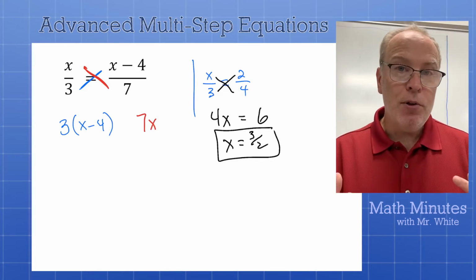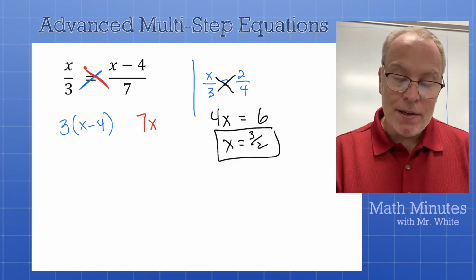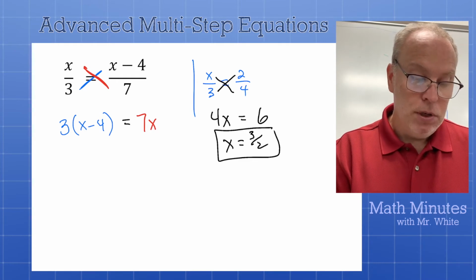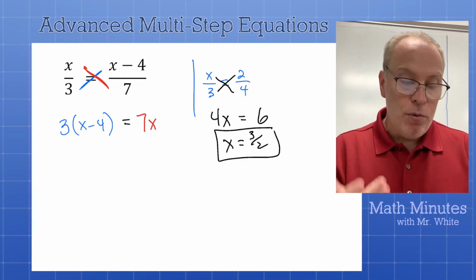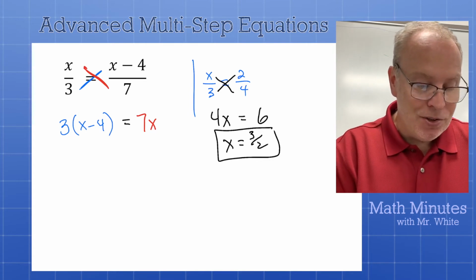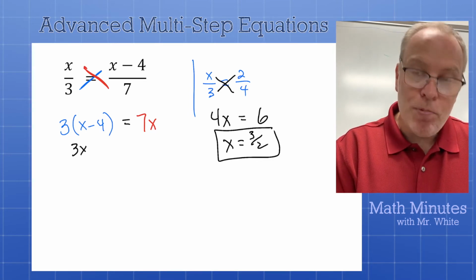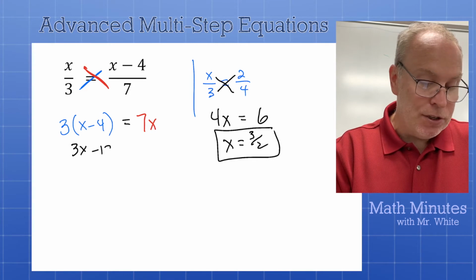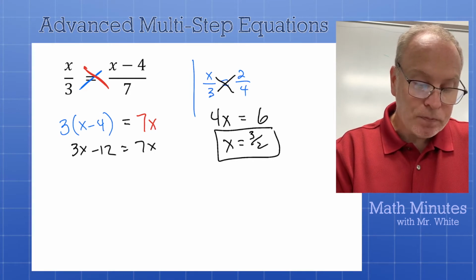And when you cross multiply, the cross products must also be equal. So if that original equation is true, then so is this red and blue equation. And look how easy that is to solve. I go ahead and do the distributive property like we did in the last problem. 3x minus 12 equals 7x.